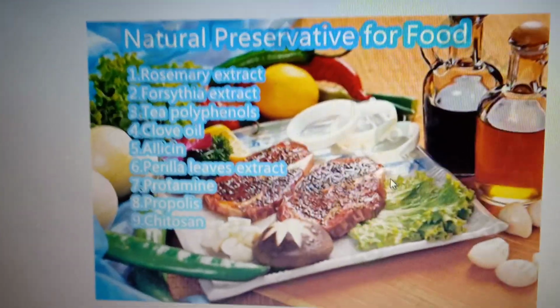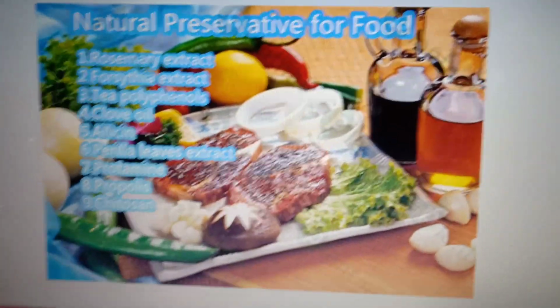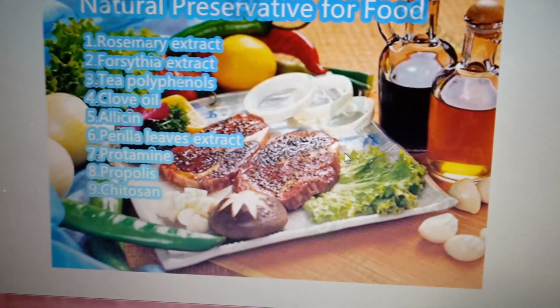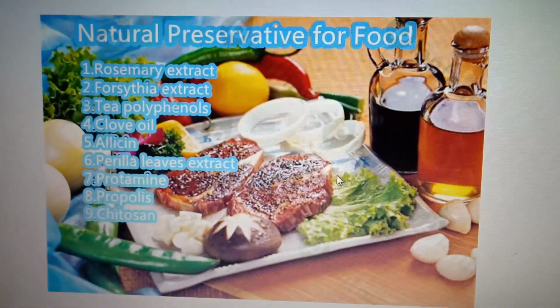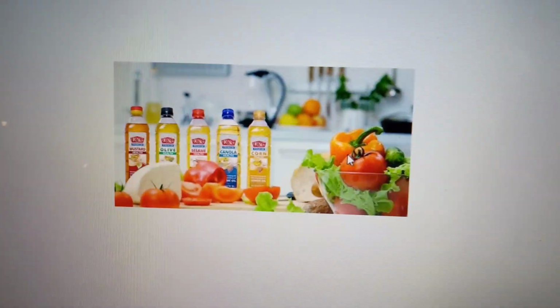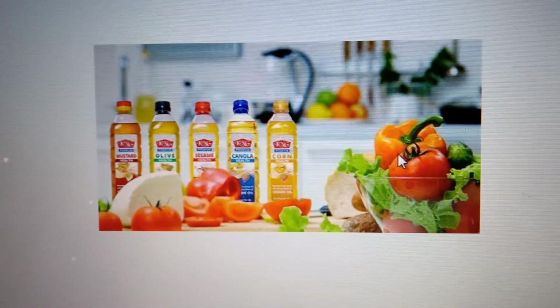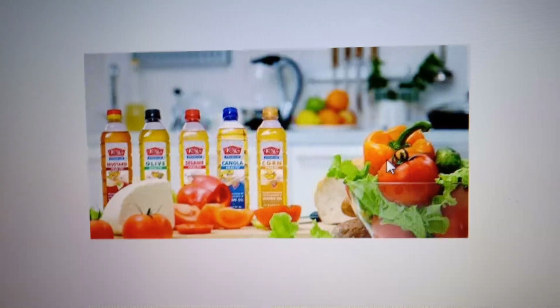And here are the natural preservatives for food. They have given some examples: rosemary extract, clove oil and other things. They are the natural preservatives for food. And some kinds of oil and other things can be used as preservatives.